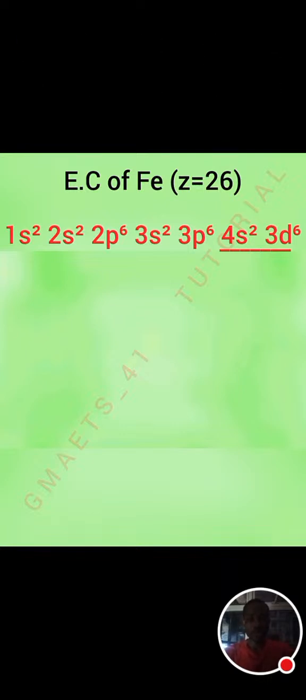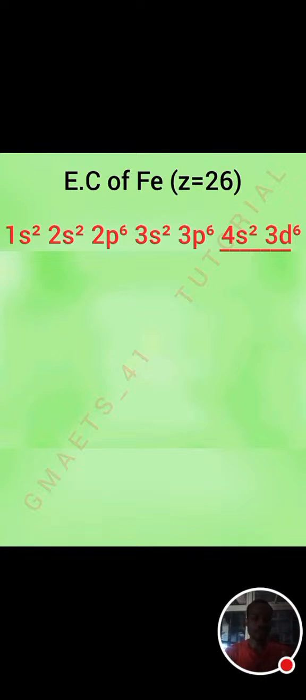Okay, now we are going to move further to the next item. We are going to look at the relationship between electronic configuration and the group of an element. We have looked at the relationship between electronic configuration and period. What about electronic configuration and group? Now, I'd like you to get ready and put down this.